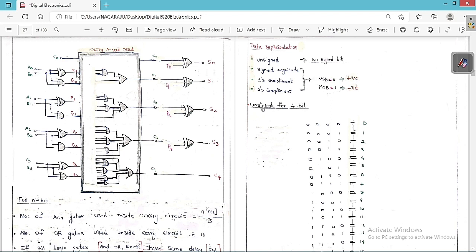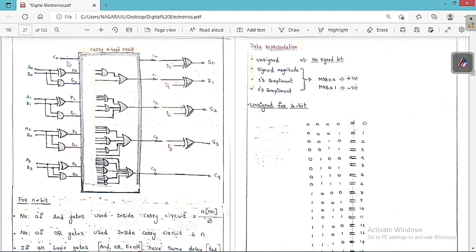Now I already told you what P0 is. P0 is equal to A0 XOR B0, so we get A0 XOR B0 here. And similarly G0 is equal to A0 B0. Similarly P1 is equal to A1 XOR B1 and G1 is equal to A1 into B1. P2 is equal to A2 XOR B2 and G2 is equal to A2 into B2, and P3 is equal to A3 XOR B3 and G3 is equal to A3 into B3. So we get P0 G0, P1 G1, P2 G2 and P3 G3.